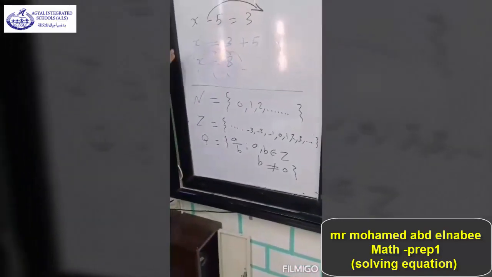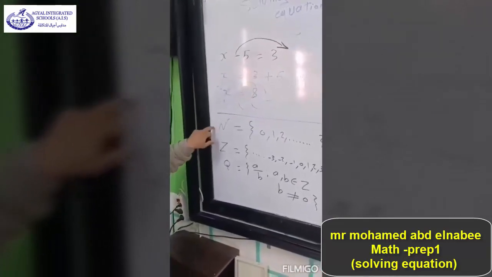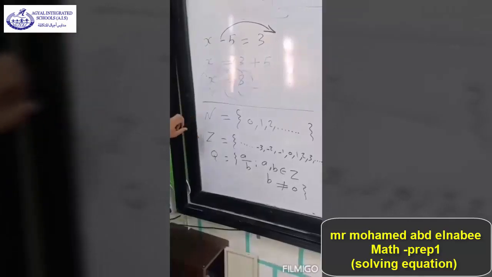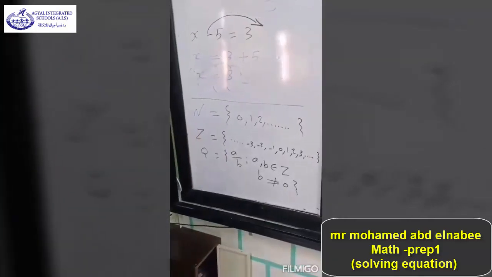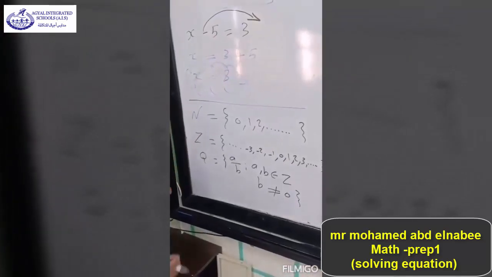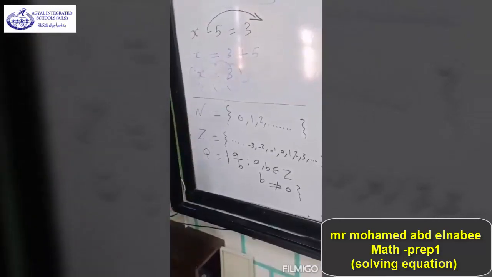So, at the first, when we are asked to find the solution set, we must look at which set we use: natural, integer, or rational. We must look carefully at the set which we use. You must pay attention to the set you use: N, Z, or Q.